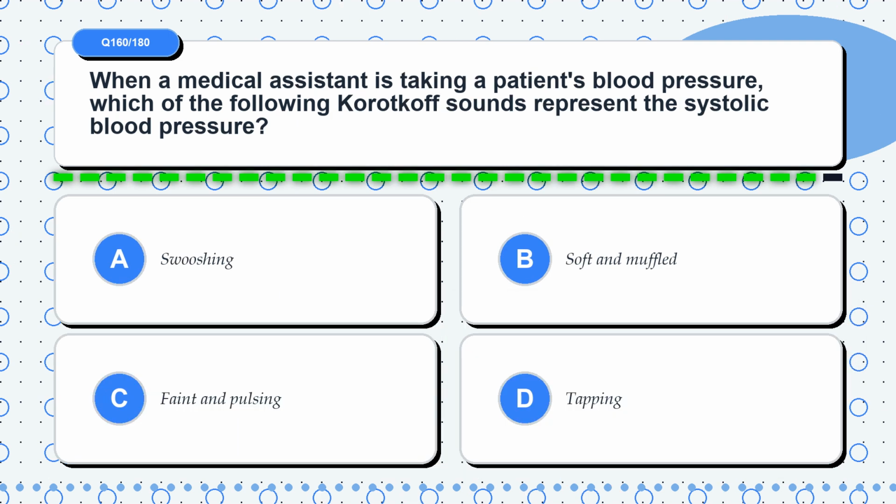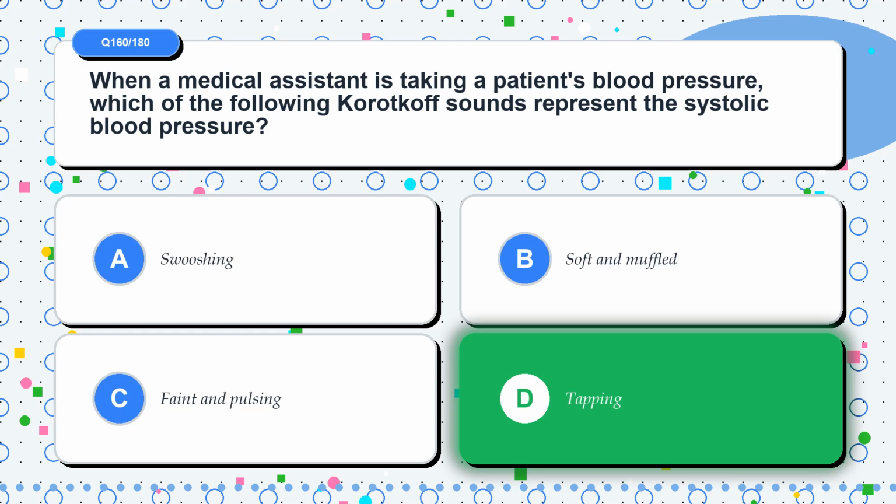Question 160. When a medical assistant is taking a patient's blood pressure, which of the following Korotkoff sounds represent the systolic blood pressure? Here are the options. Option A, Swooshing. Option B, Soft and muffled. Option C, faint and pulsing. Option D, tapping.